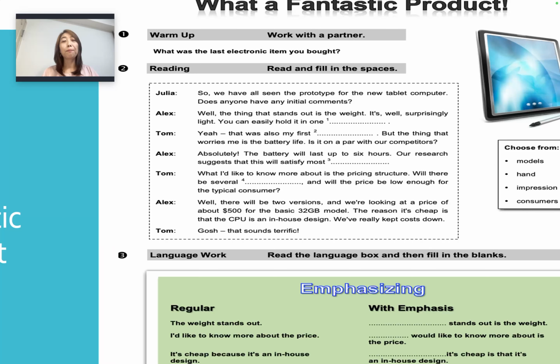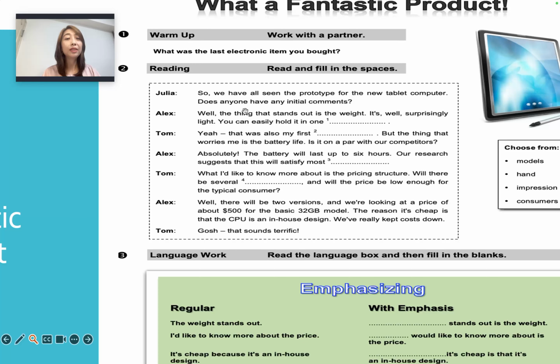Okay, so in this conversation, we have all seen the prototype for the new tablet computer. Does anyone have any initial comments? So here, prototype means the original one, the original product, the first product. After people think it's a good one, we are going to make more prototypes. In Chinese, we say 原型.